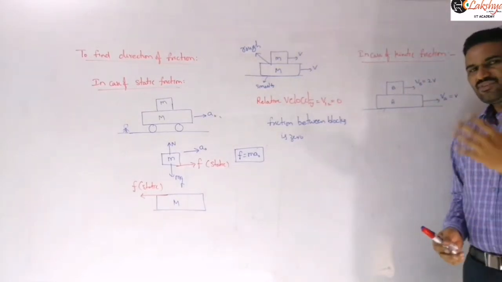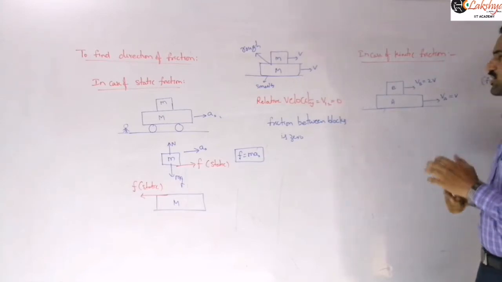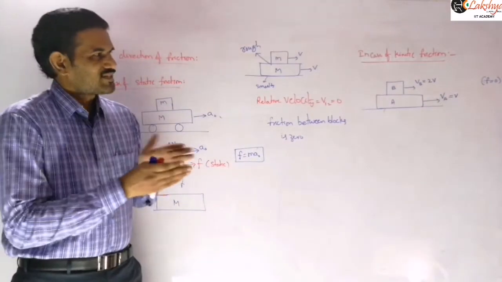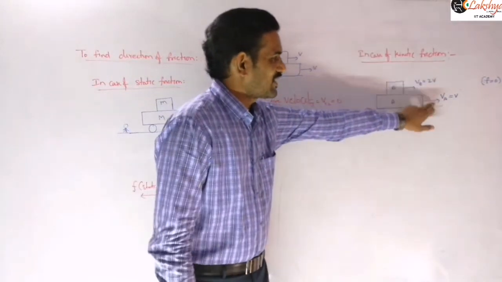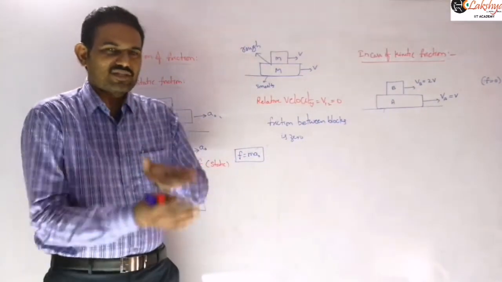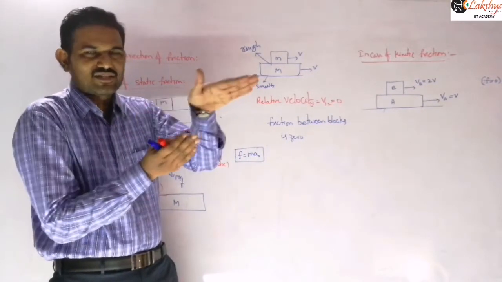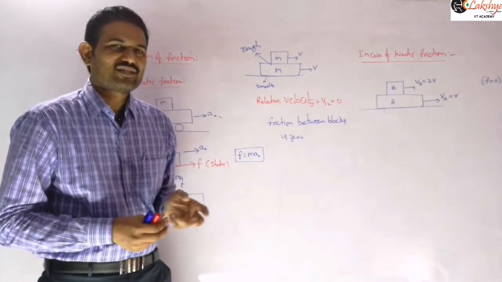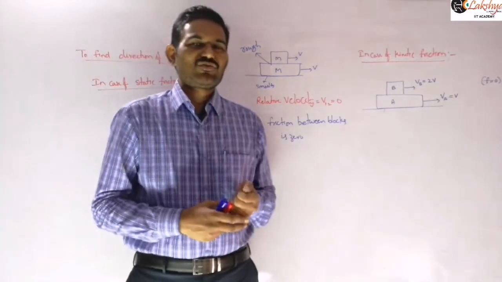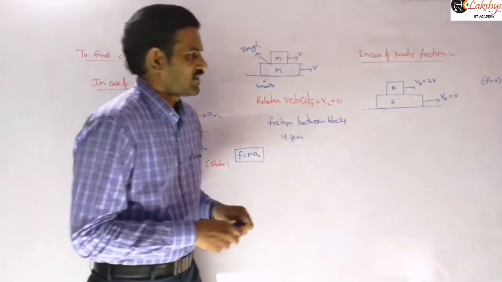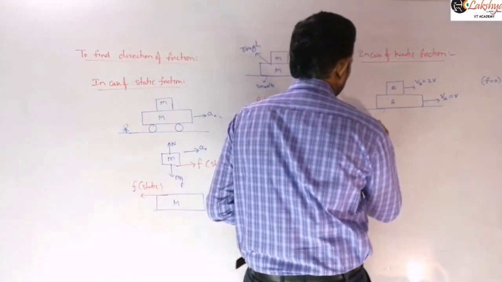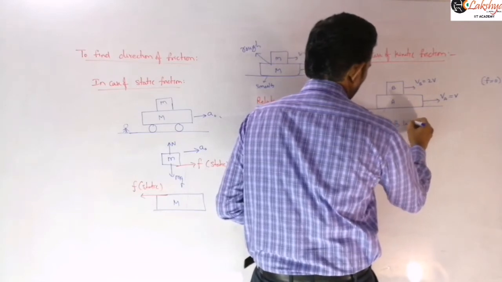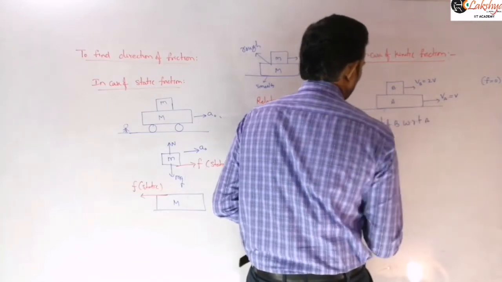Now suppose you are identifying the direction of the frictional force acting on B. There is some relative slipping between them. Here you can observe that the relative velocity is not equal to 0, so relatively both are slipping; one object is slipping on the other object. To find the direction of friction in such cases, if you are getting any confusion, simply take the relative velocity, that is, the velocity of B with respect to A.